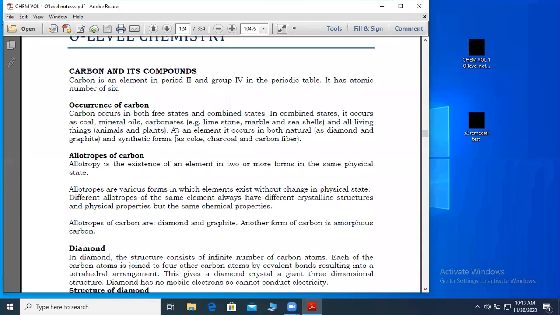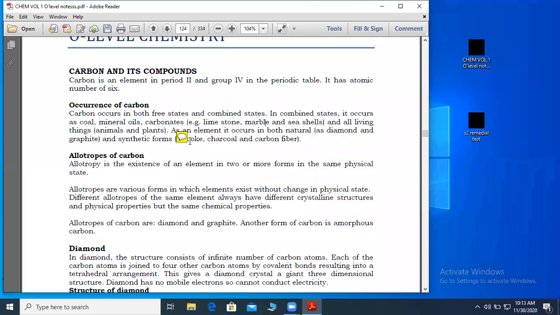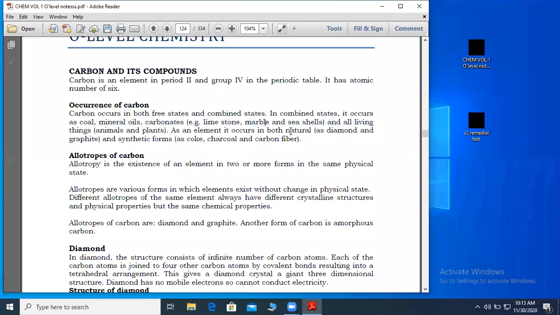And as an element, it occurs in natural form as diamond and graphite. These ones we are going to see in detail. Then in synthetic form, it occurs as charcoal. I think you understand what I'm talking about.